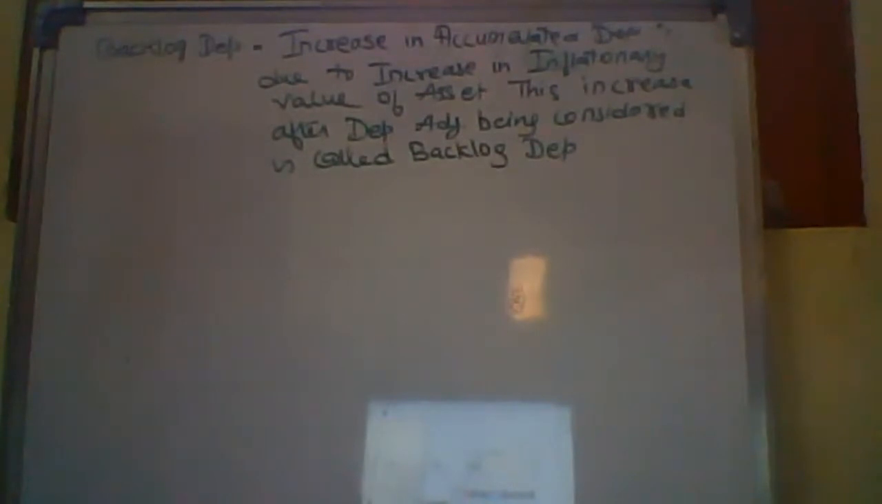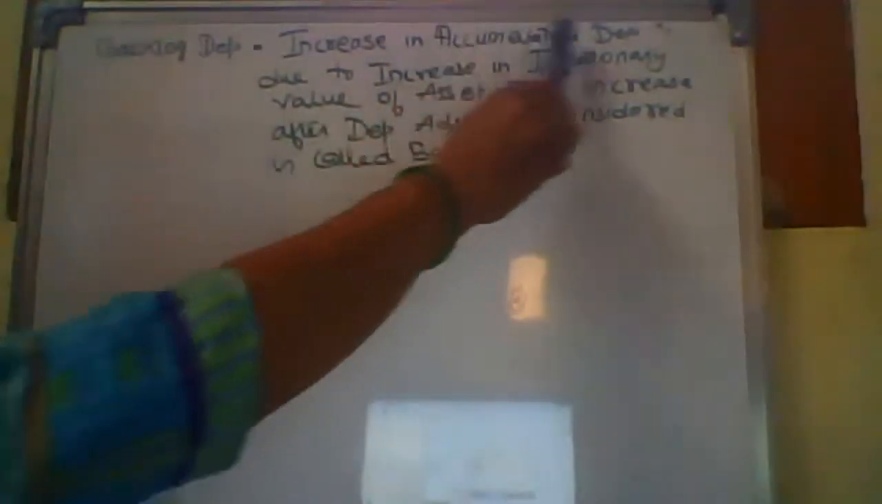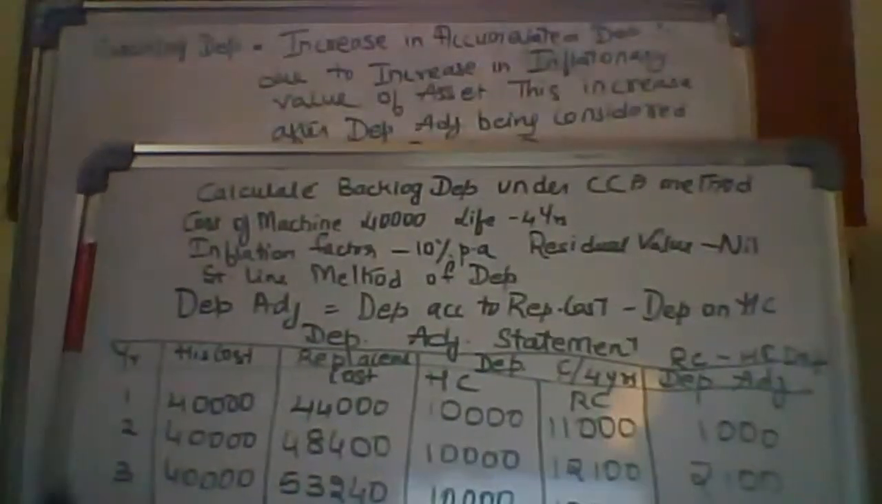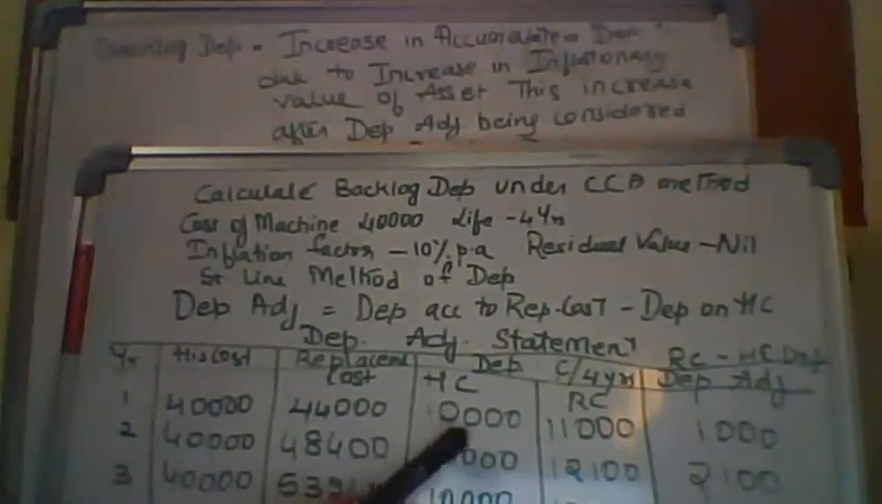So when I say increase in the accumulated depreciation, the first thing I should do is find out how much is the accumulated depreciation each year. First year, the depreciation is 10,000. Second year, according to historical cost, 10,000 into 2 years, 20,000 will be the accumulated depreciation. Third year, 10,000 into 3 years. Fourth year, 10,000 into 4 years.